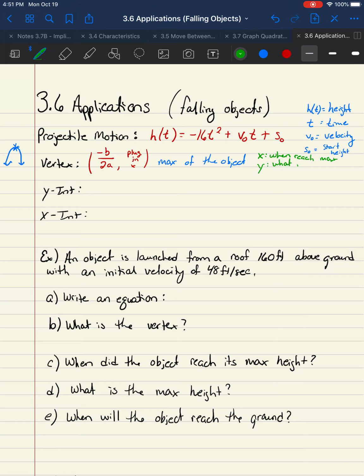Now, I am going to take this just a touch farther. It's not only the max of the object, the x value is when we reach our max height. And the y value is what the max height is.